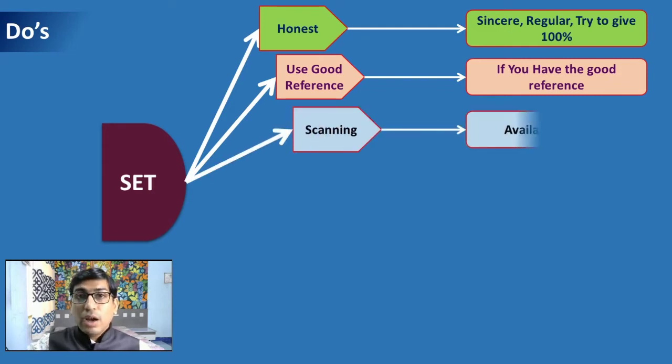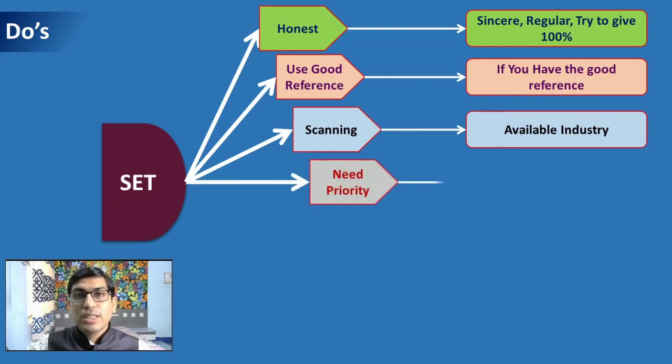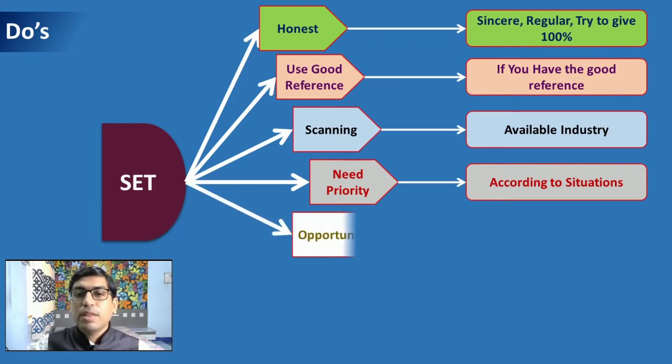Scanning: यहाँ पे हमें देखना है availability of the industry. What are the available industries there, among them which could be the best one. That could again help out with the aim of scanning. Need priority: what is our need, हमें क्या सीखना है. If I want to go into the F&B industry, then I must select the industry which could be related to the F&B or the different products of fruits and vegetables.